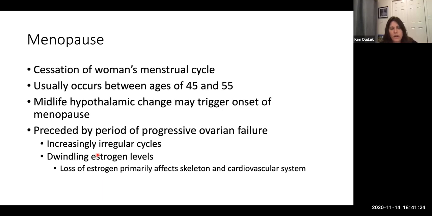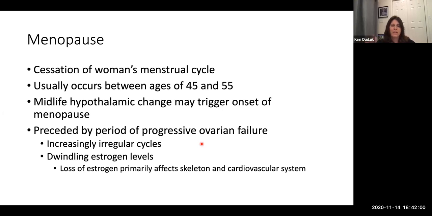It's also thought that in midlife, at about age 45 to 55, changes in the hypothalamus may trigger the onset of menopause. So this isn't completely understood yet, how this happens. Right? And then you'll see increasing irregular cycles, dwindling estrogen levels. But estrogen also keeps bones strong. So this is why women might supplement with estrogen. You see your doctor and determine what you need to do in order to keep your bones healthy during your postmenopausal years.